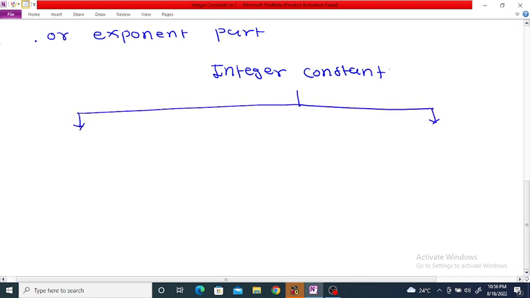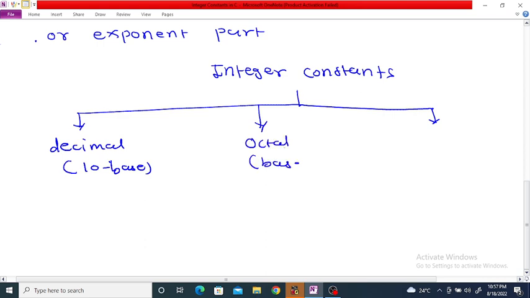decimal, its base is 10. Then octal, its base is 8. And hexadecimal, its base is 16.